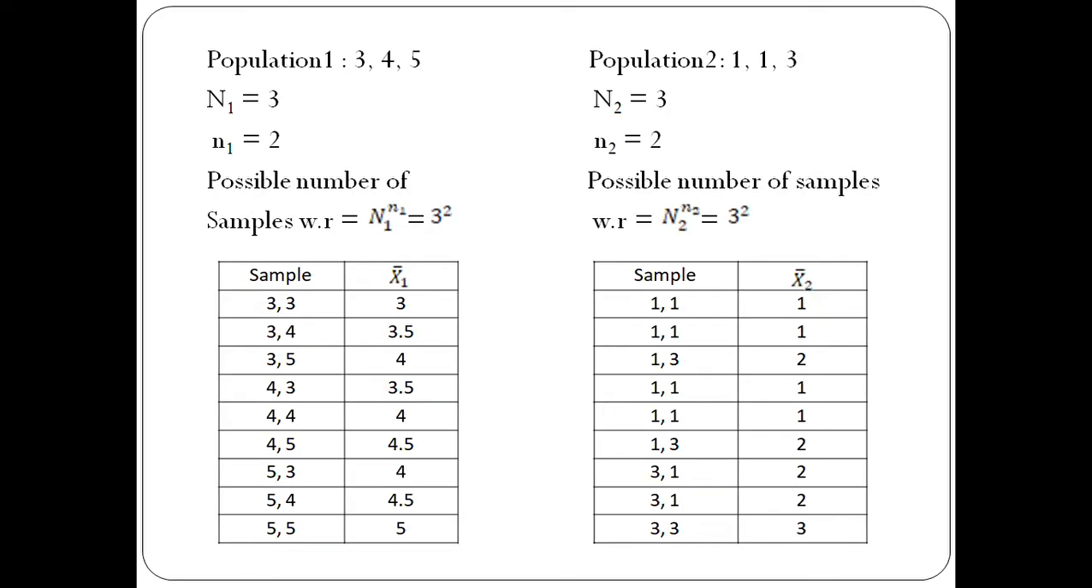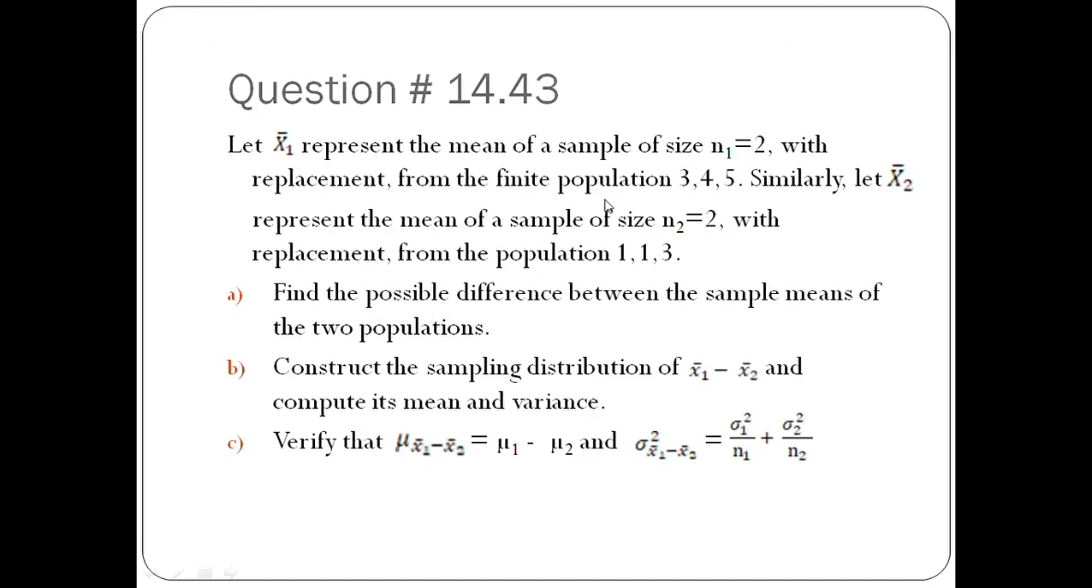So how to solve? The first step is again the population, but here we have two populations, so we will write both. Population 1 is 3, 4, 5 and population 2 is 1, 1, 3. Capital N1 is the size of the first population and capital N2 is the size of the second population, both are 3. In the question it was mentioned that small n1 is 2 and small n2 is also 2.